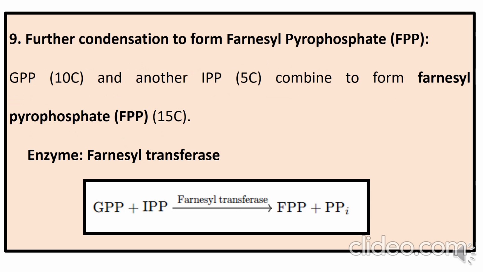Further condensation to farnesyl pyrophosphate, that is FPP. Now the GPP formed in the 8th step, the previous step, is a 10-carbon compound, and it reacts with one more IPP, isopentenyl pyrophosphate, a 5-carbon compound, to form FPP, farnesyl pyrophosphate, a 15-carbon compound. The enzyme involved here is farnesyl transferase. We can see very clearly in the reaction, GPP plus IPP gives FPP, which is a 15-carbon compound, along with pyrophosphate.